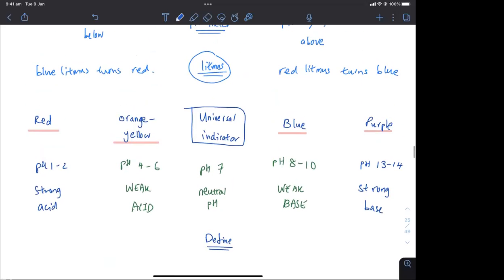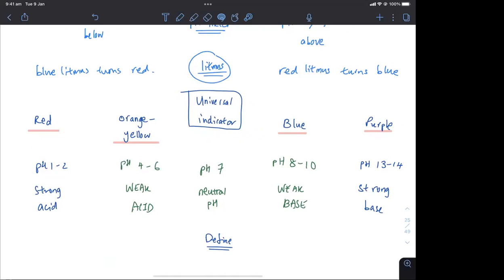I forgot that in universal indicator, pH 7 is supposed to be green. pH 7 is green color for your universal indicator. Okay, it's not litmus, it's just universal indicator.